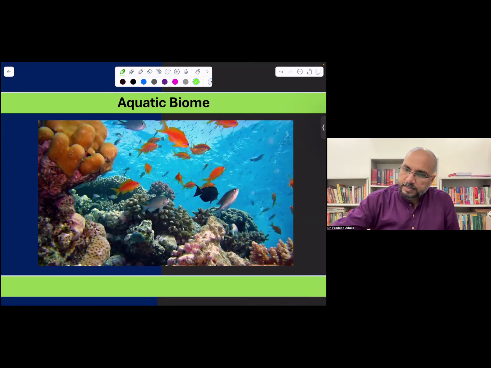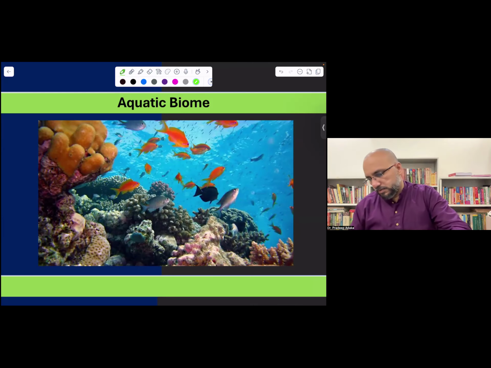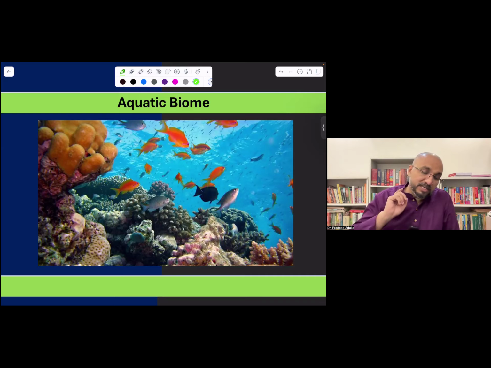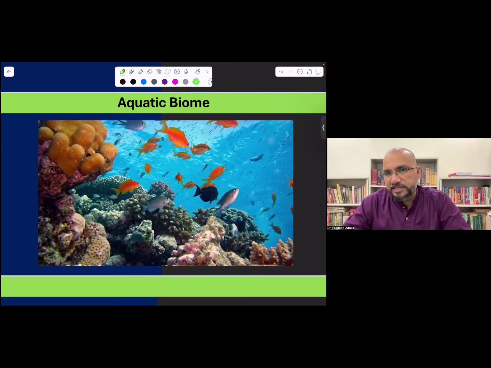Okay. Now we are entering into the largest biome, that is aquatic biome. Largest terrestrial biome is taiga biome or boreal forest. We are not saying terrestrial. Aquatic biome is the largest because 70% of the earth's surface is covered by water. You know? So in aquatic biome again we have two types, fresh water and salt water.